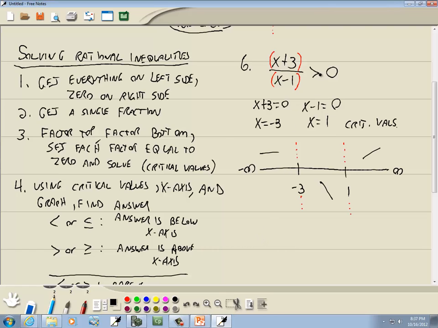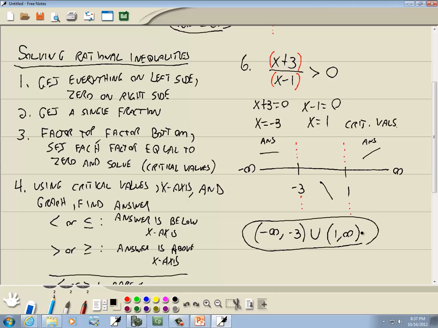Now our problem is a greater than, and for greater than, we say our answer is above the x-axis, which would be here and would be here. So from negative infinity to negative 3, and from 1 to positive infinity. Now infinities always have parentheses on them. Now this problem has a greater than. Remember, a greater than, we said we use parentheses. So we'll put parentheses around those, and since there's two intervals, we do a union symbol in between them. And that's our answer.